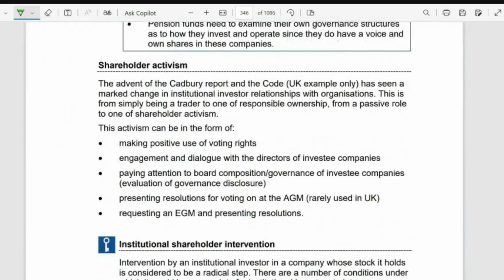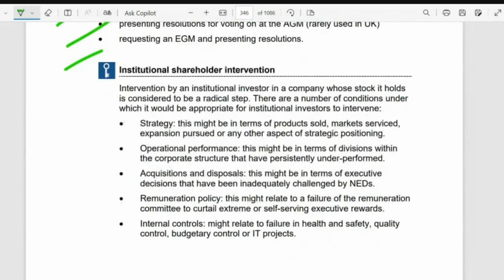Shareholder activism: what does the UK Code discuss about shareholder activism? Making positive use of voting rights, engagement and dialogue, paying attention, presenting resolutions for voting at the AGM, and requesting an EGM. These are important things. Institutional shareholder intervention has again been discussed in detail, so just go through what their strategy is, might be in terms of products sold, market, or service expansion. These are all their strategies. Please go through them.